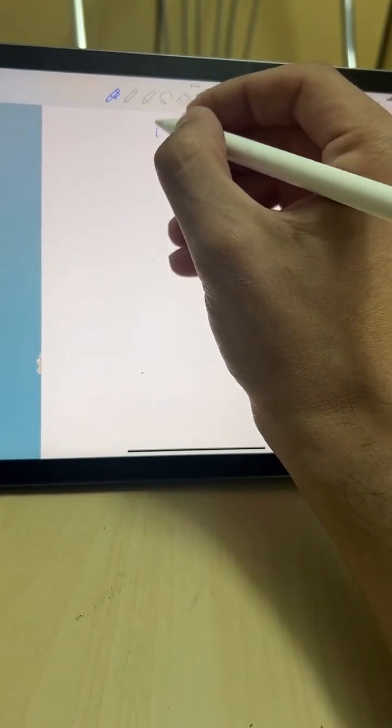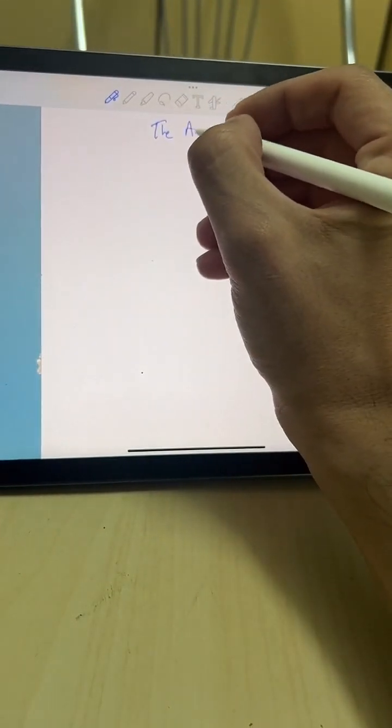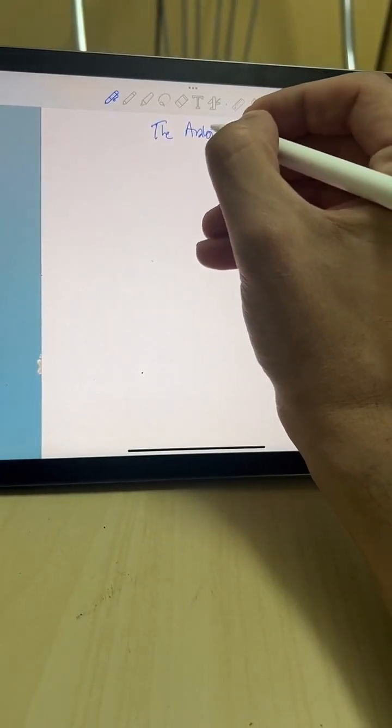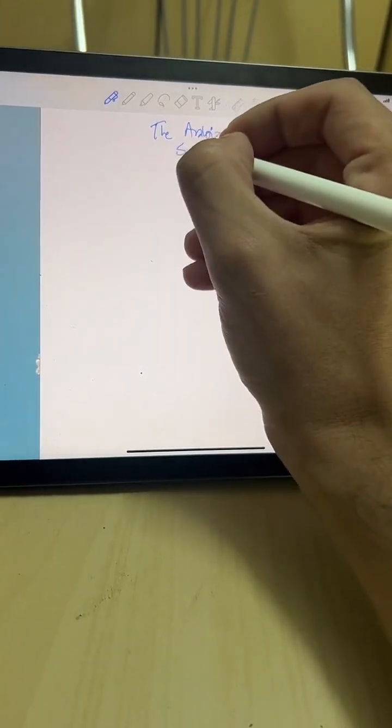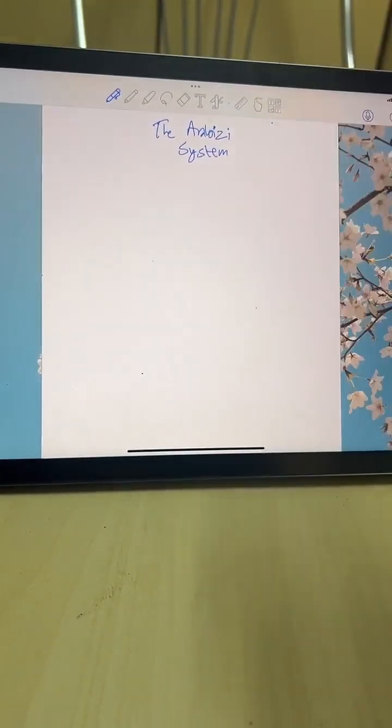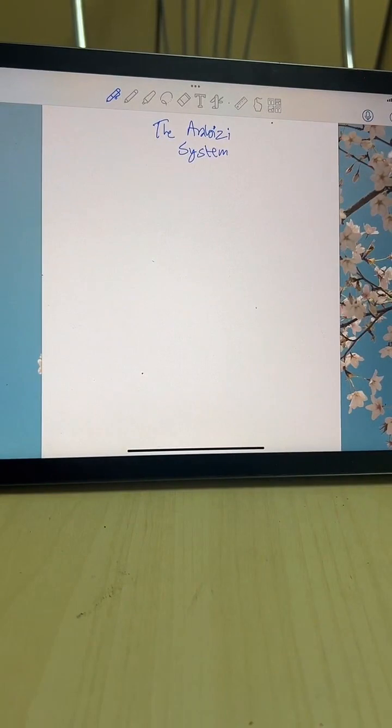So this is the Arabizi system. After the lesson, you can text me, you can DM me, and I will send you the lesson. Everything I write, I'm gonna try to write as well as possible, and if I don't, I will rewrite everything and then send it to your emails.